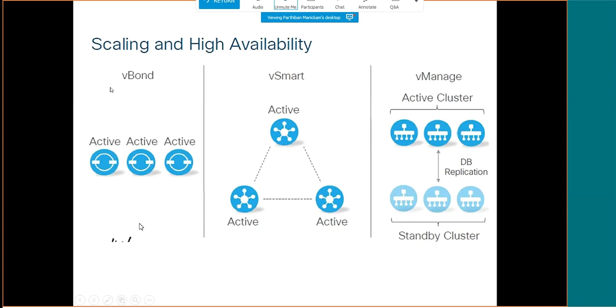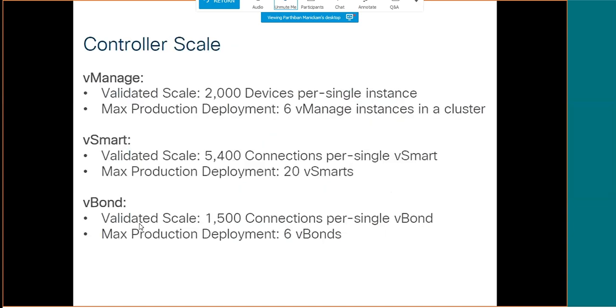So more vBonds, more vSmarts, and more vManages to retain the network with high availability and the horizontal scaling implementation with SD-WAN. So controller scale: vManage validated scale is up to 2000 devices per single instance. Maximum production deployment is 6 vManage instances in a cluster, 3 plus 3, active and standby.